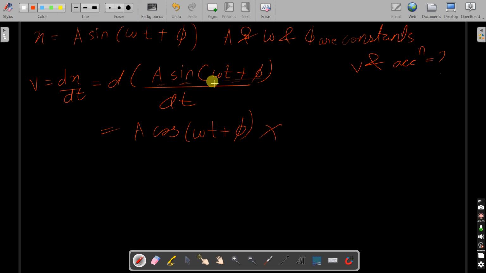Now the differentiation of this thing: as phi and omega are constants, phi will get eliminated because it is a constant, so it will become zero after differentiation. Omega is a constant with a function with power 1, so this will become omega. Therefore, velocity is a omega cos omega t plus phi.